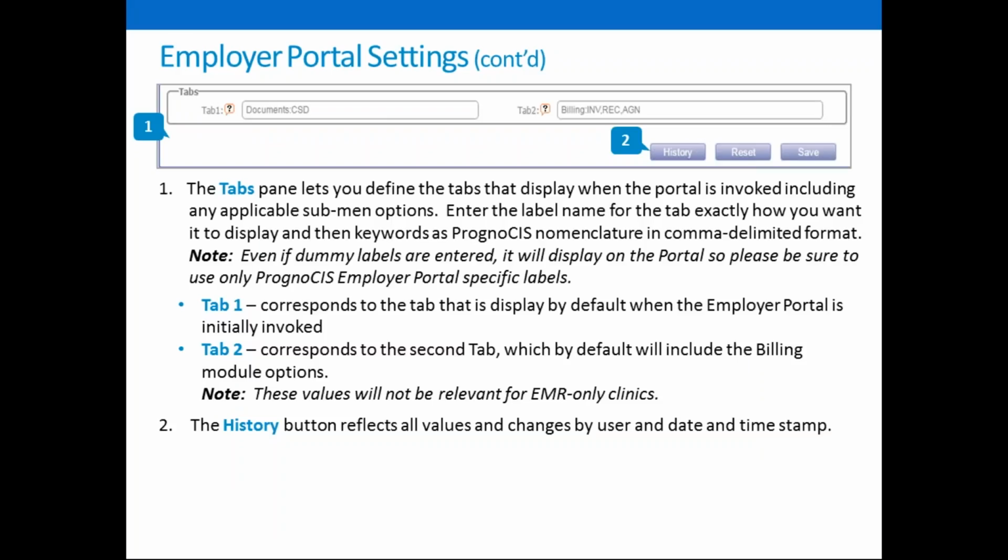And then the menu tabs are the functions that your employer can accomplish once they're inside. So you can decide, like by default, as you see here, tab 1 is going to be called Documents, which is basically the EMR documents that you've shared. And then tab 2 is Billing, where you can decide if you're going to let them have invoices, receivable reports, and aging reports.